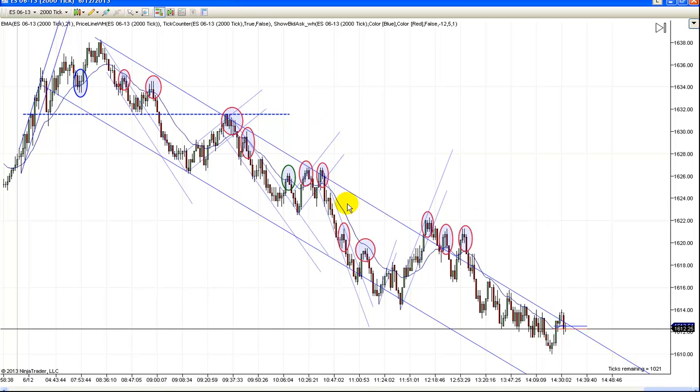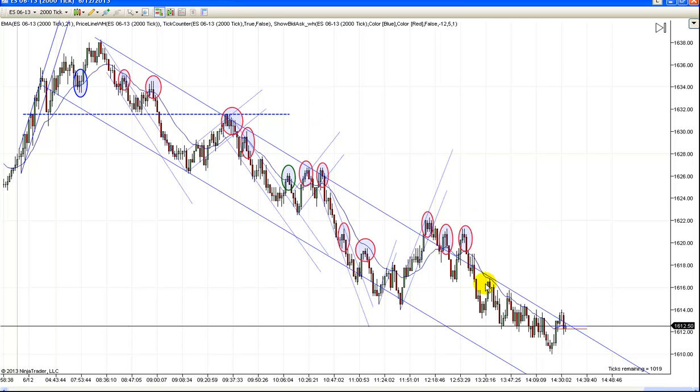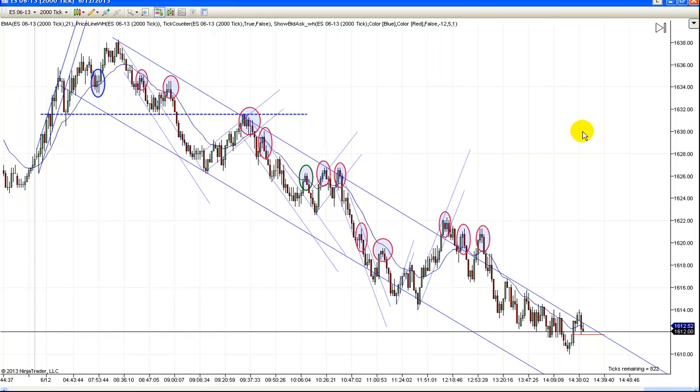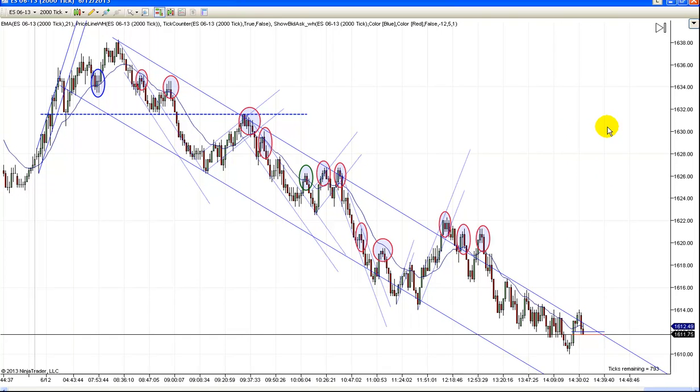It's a nice channel here, and I really think this was the first break. At the end of the day, I think this was the first real break, and we made a few legs down. So we may break up out of here, but it's been so much down all day that we may continue to trade on down into the close.